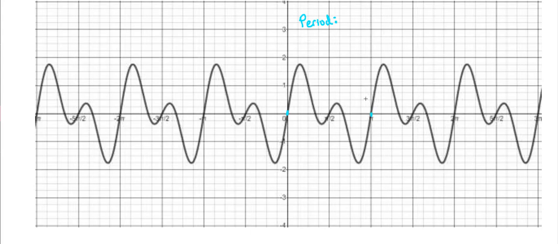There's my next point. Notice I traveled up to the maximum, down to the relative min, up to the relative max, down to the absolute min, back up to where I started. And that horizontal length here is pi. From 0 to pi is a distance of pi. Okay, so that would be the length of the period.